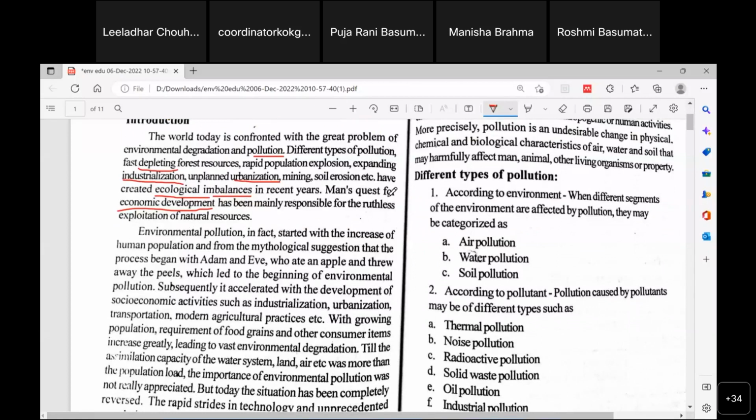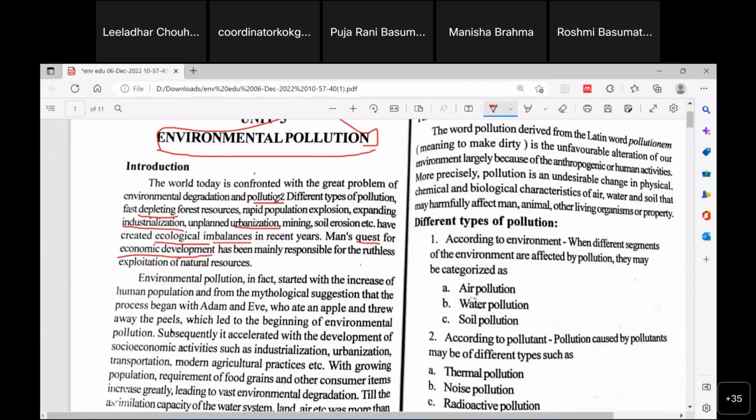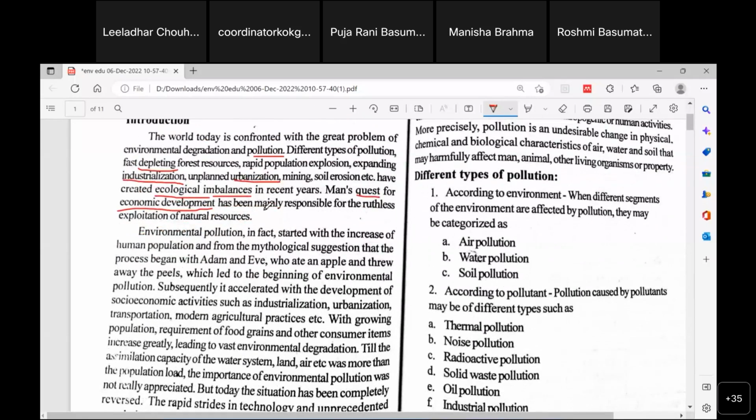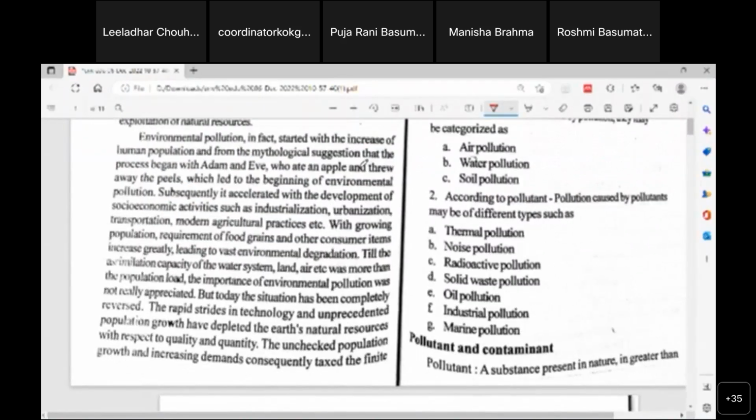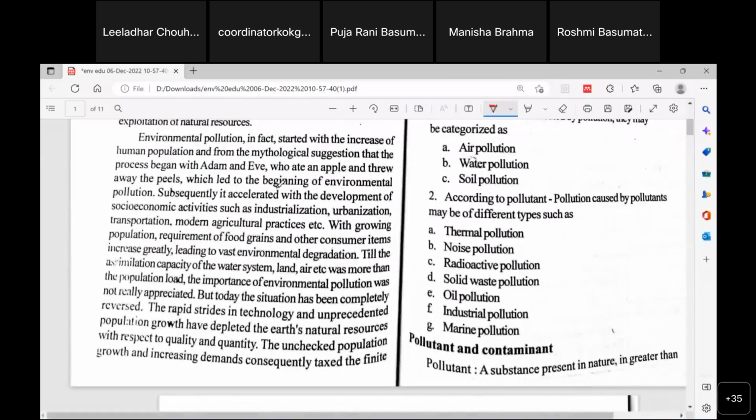The desire for economic development has made population a growing problem and environmental pollution a growing problem. So environmental pollution definitely started with the increase of human population, and it continued to grow.